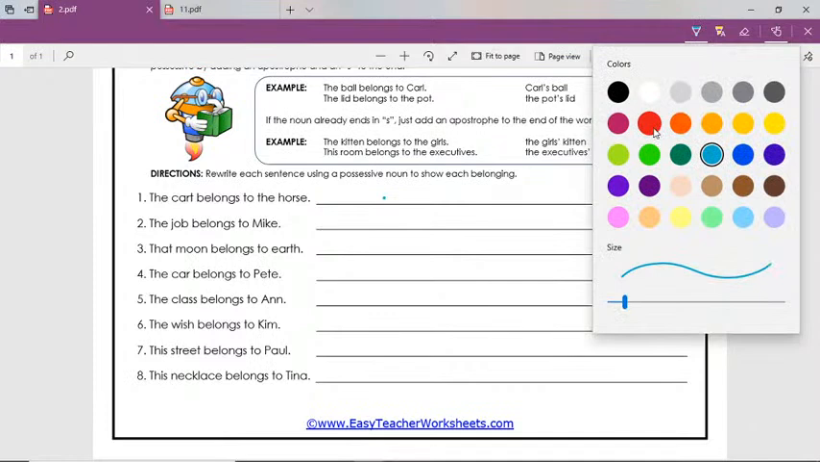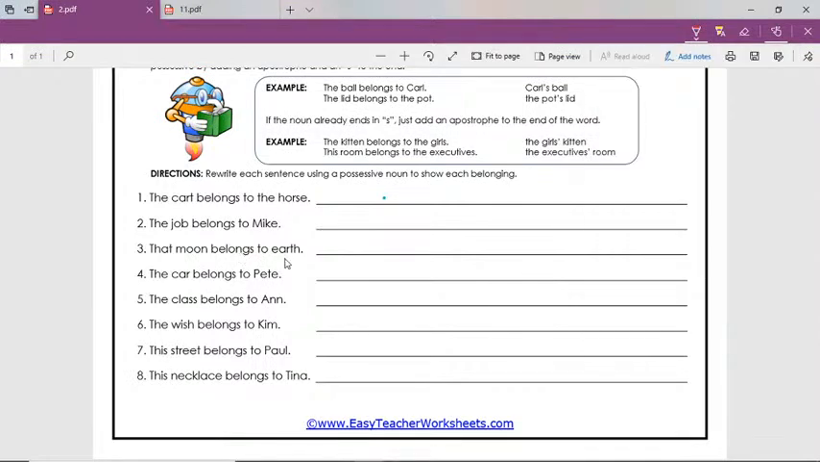Next question, question 3. The moon belongs to Earth. So remember, we're swapping around the structure, but we're also adding in an apostrophe. Question 4. The car belongs to Pete. So remember what we have to do to change the sentence structure in terms of swapping where it begins and then placing the apostrophe in the right place.